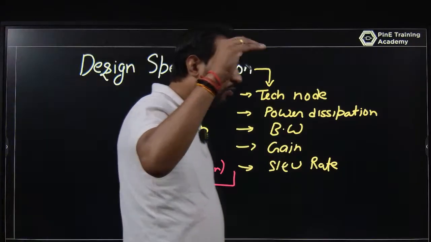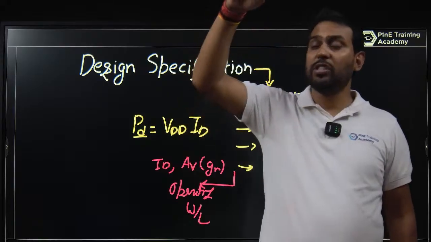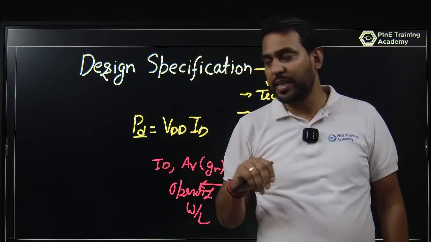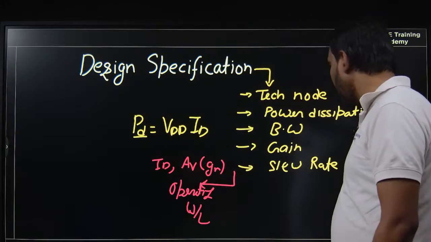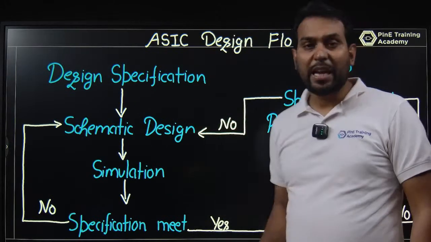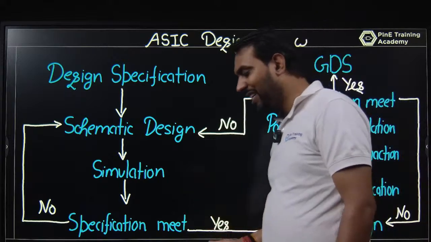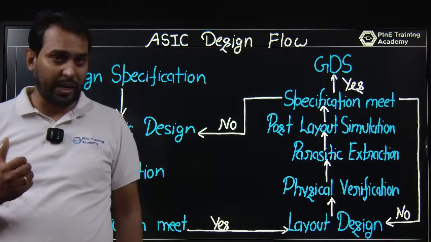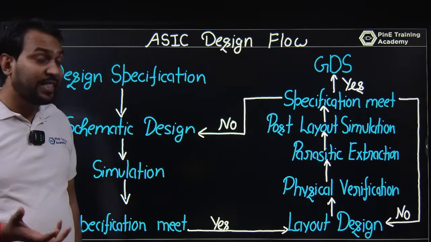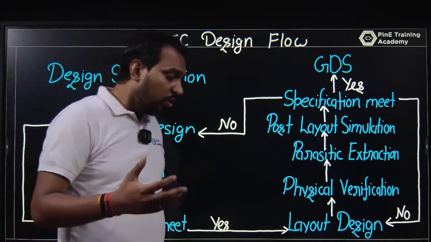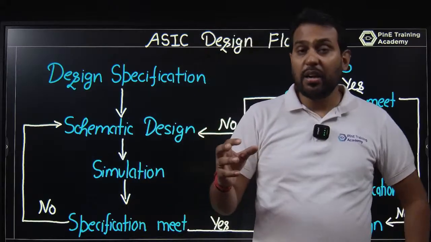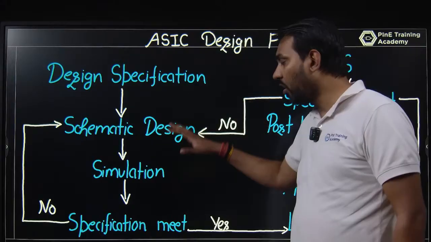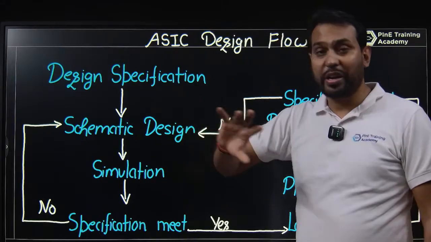So this is one of the points: once a company has started, an analog circuit has some design specification. After the specification you have a schematic design. Once you have a specification, on the basis of the specification you will design a schematic. If you talk about Cadence, because I have worked on Cadence, I will only focus on Cadence.